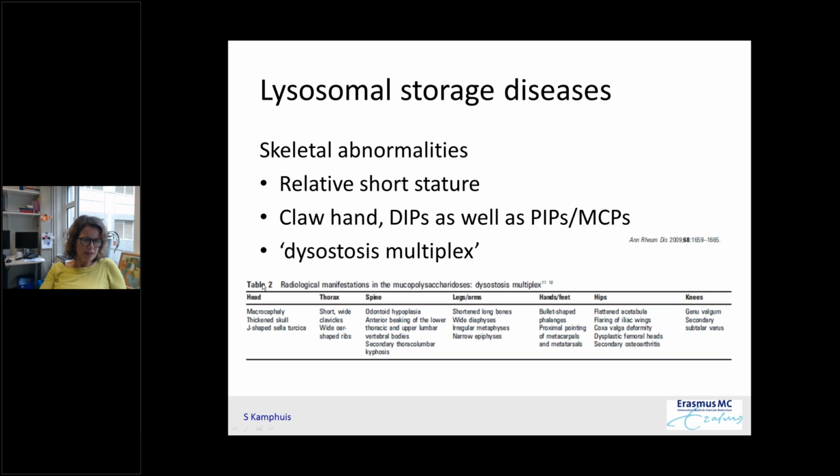And this is actually a table from the key paper that I want you to really all store in your clinic. And if you can just take a peek at it if you suspect something is wrong, but not JIA, in a kid. I won't go into all the details, but here you see the head, the thorax, the spine, the legs, the hands, the hips, and the knees. They can all have specific abnormalities, and in this paper, you can actually see them listed.